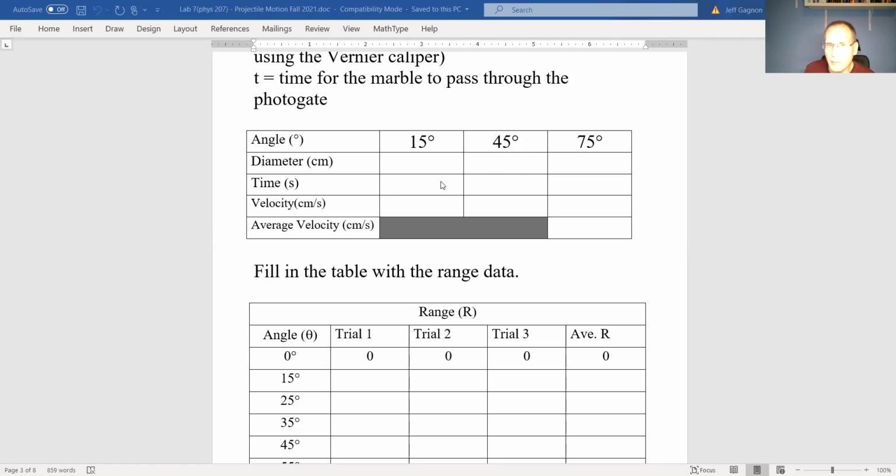If you don't have this data, or if you're watching this because you missed lab, make sure you get the data from your lab partners. If for some reason you can't, email me and I can give you some data for this.